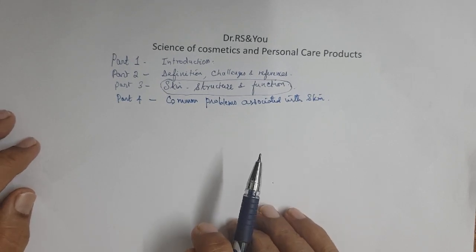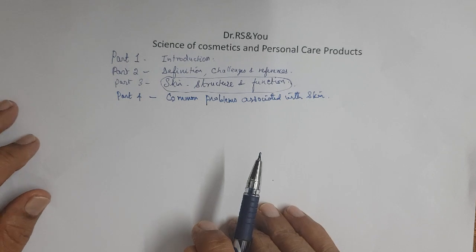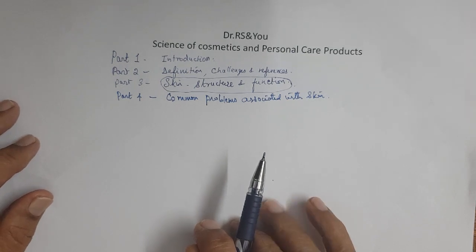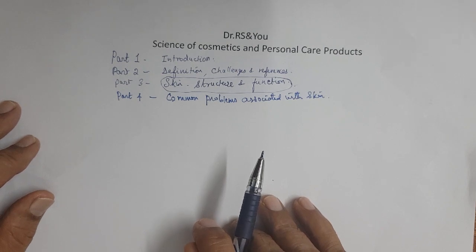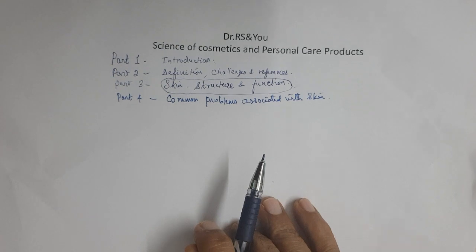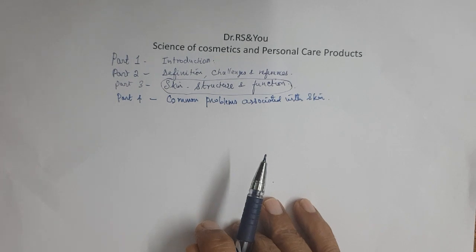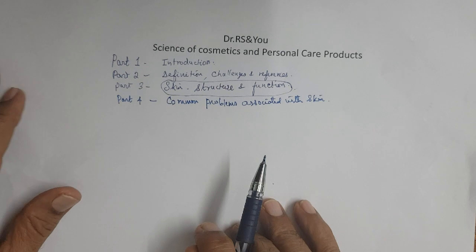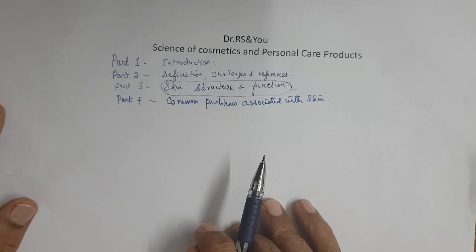This will be on common problems associated with skin. This is part 4: common problems associated with skin that can be addressed by a cosmetic product or personal care products. It's not a pharmaceutical problem or a serious problem. They are all minor problems that can be addressed at a minor stage by personal care products, right? These are the things which we will discuss today.